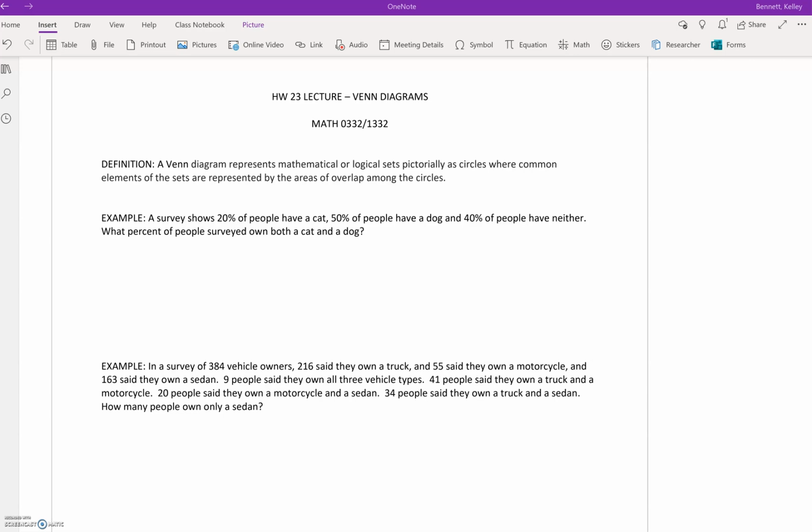So we have a survey where 20% of the respondents have a cat, 50% of respondents have a dog, and then 40% of people have neither a cat nor a dog. And we'd like to know what percent of people surveyed own both a cat and a dog. So a way that we can do that is we can draw a Venn diagram.